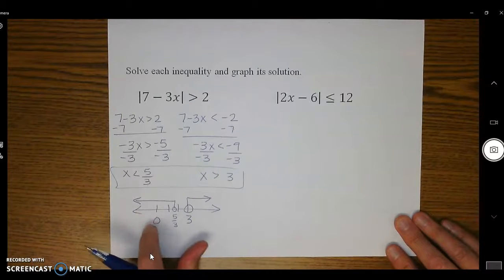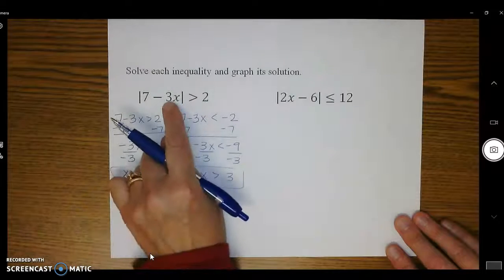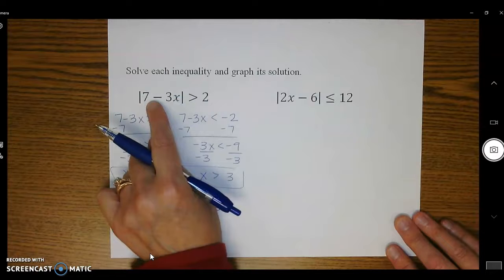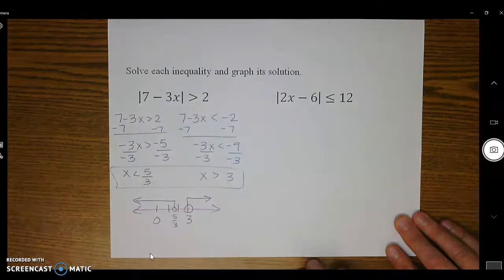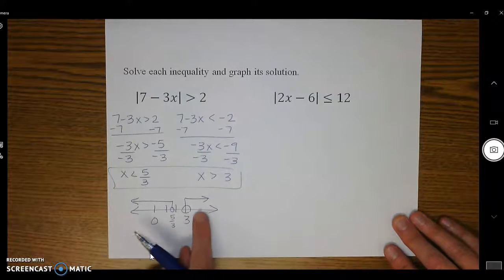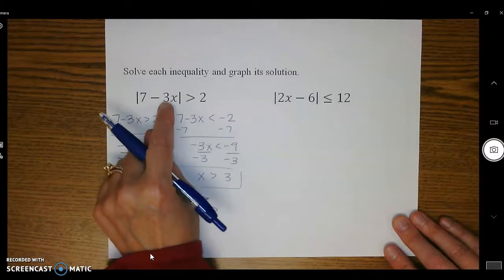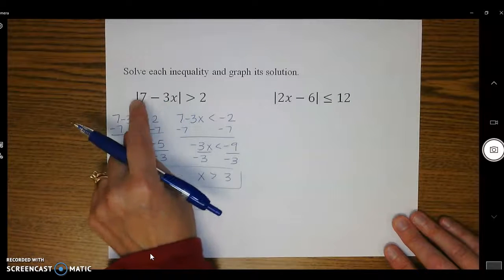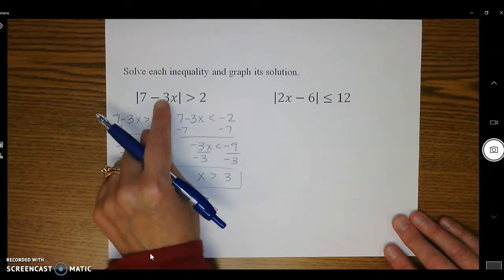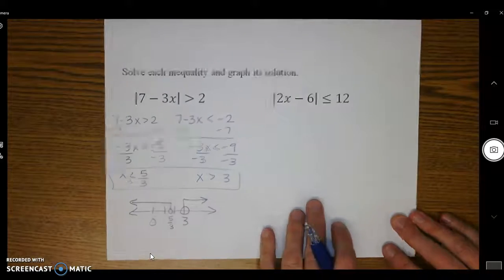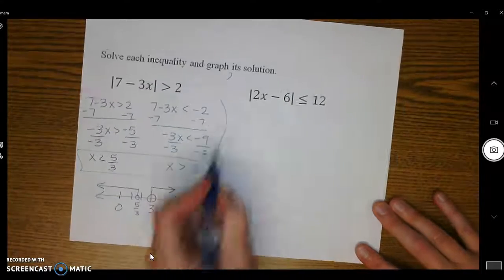So this time 0 will work. So I put 0 here. This is 7 minus 0 is 7. The absolute value of 7 is 7. 7 is bigger than 2, it works. If I pick another one, I pick 4. 3 times 4 is 12. 7 minus 12 is negative 5. Absolute value of negative 5 is 5. 5 is bigger than 2. It works. All right, one more to go.